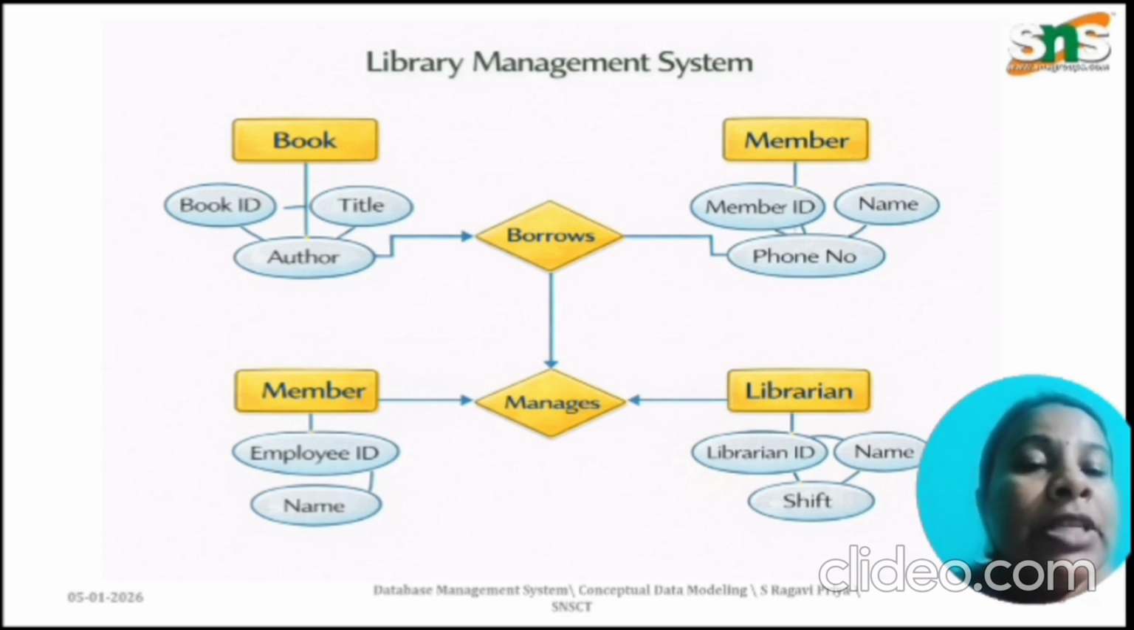So next one is the member entity connected to the library entity, where the relationship established is manages. So the librarian manages all the member details which are stored in the database. So here the librarian entity consists of attributes librarian ID, name, shift. So the member consists of a member ID and name. So the librarian manages the member.